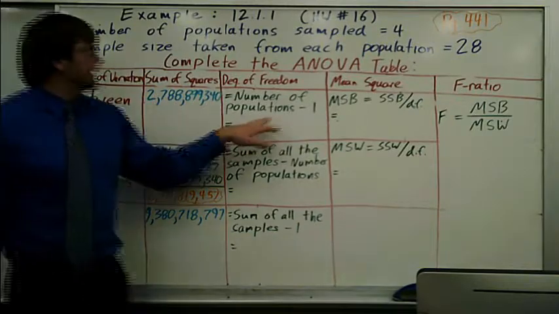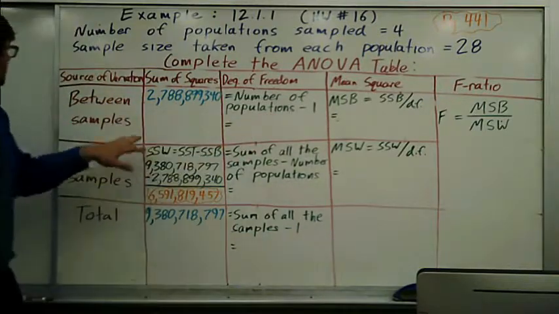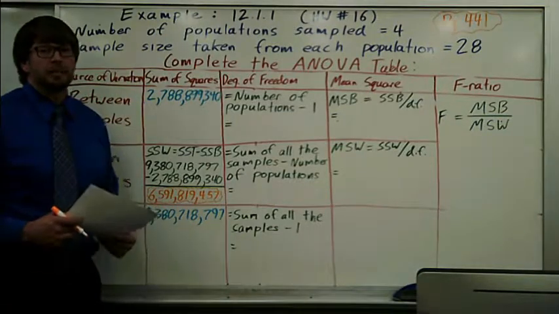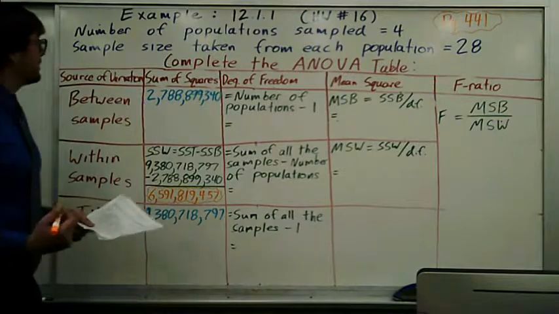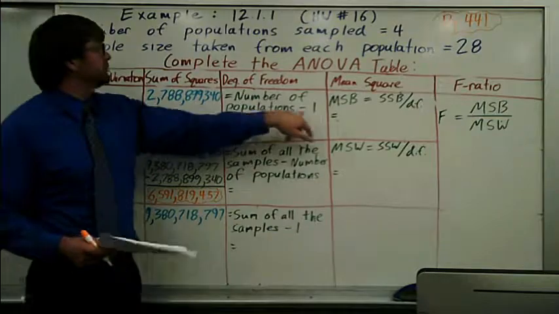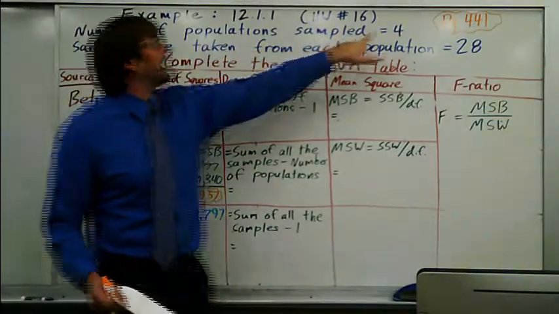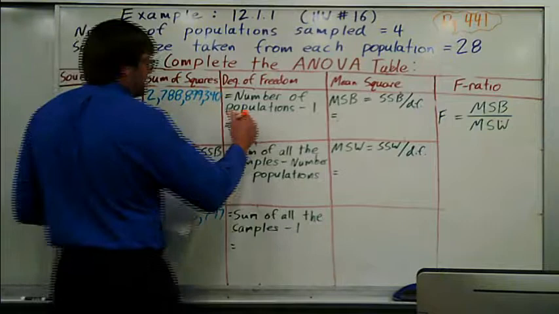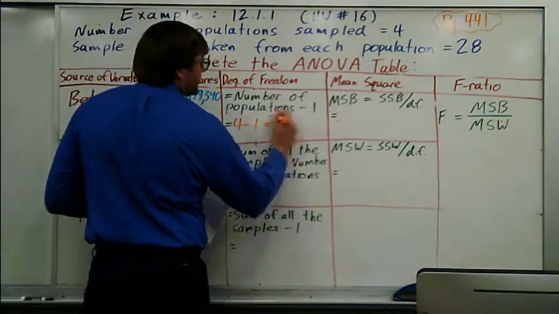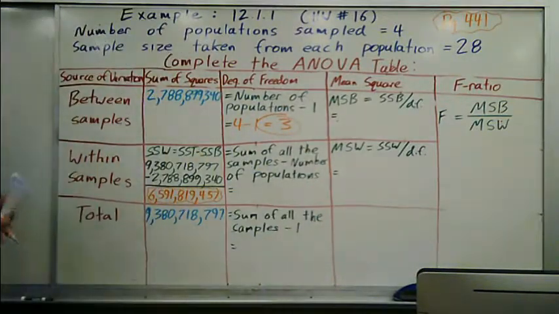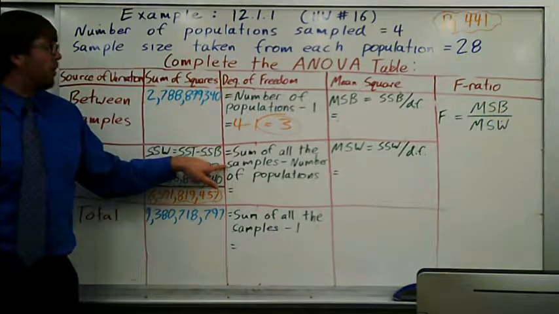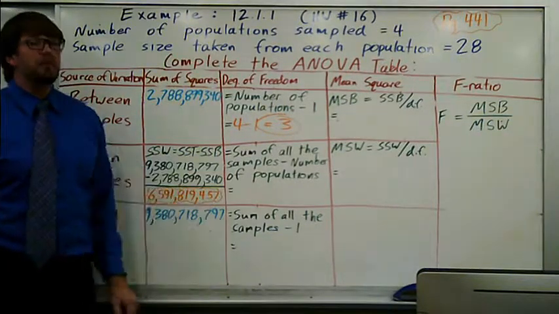Next thing we want to do is identify the degrees of freedom for between samples, within, and then total degrees of freedom. For the degrees of freedom between samples, that's just the number of populations, subtract out 1. In this case, we had 4 populations, so that's 4 subtract 1, which is equal to 3. For the degrees of freedom within the samples, that is the sum of all the samples, subtract out the number of populations.